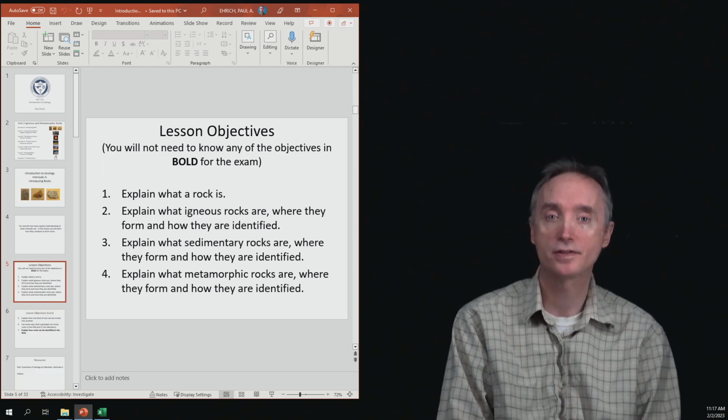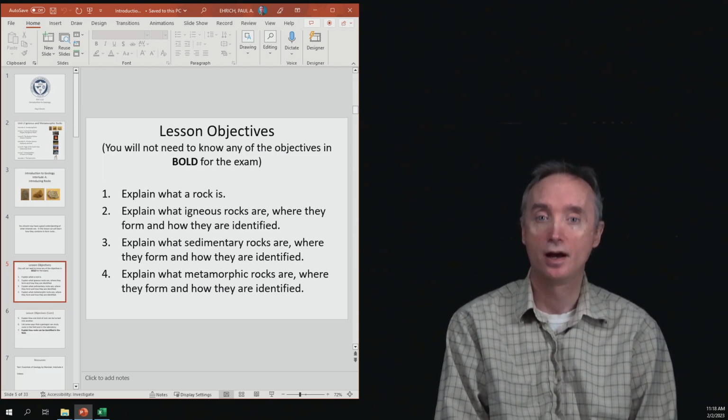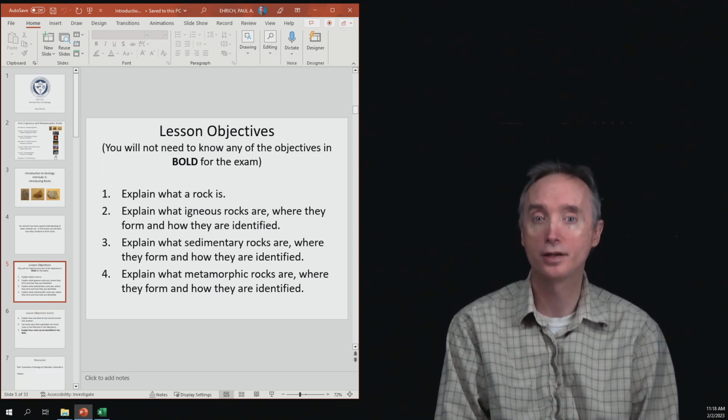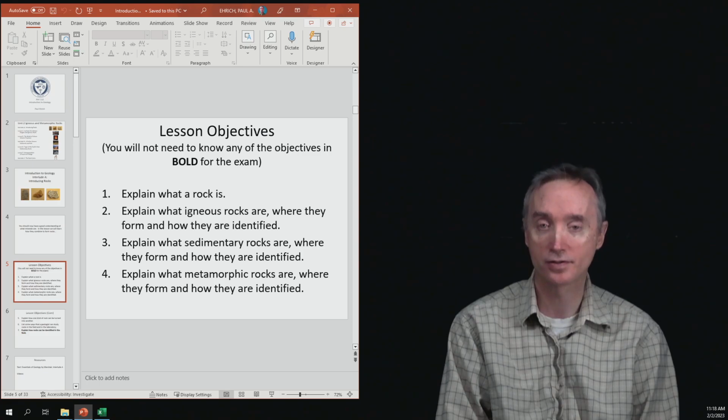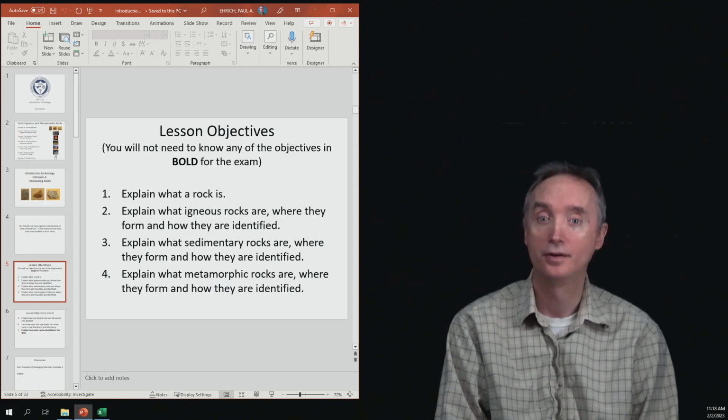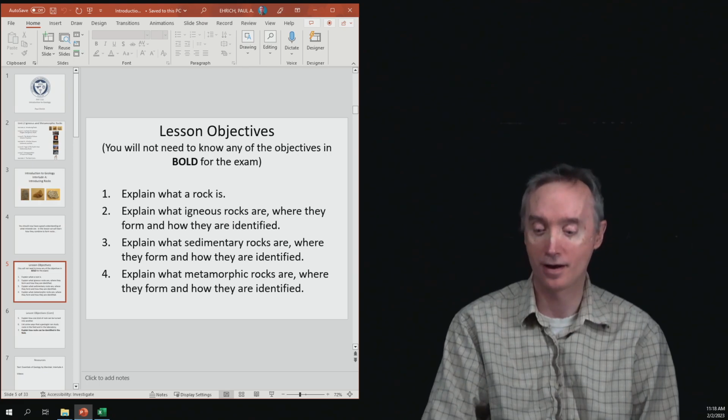So let's look at our lesson objectives for today. Explain what a rock is, explain what igneous rocks are, where they form and how they're identified, explain what sedimentary rocks are, where they're formed and how they are identified, and then explain what metamorphic rocks are, where they form and how they are identified.